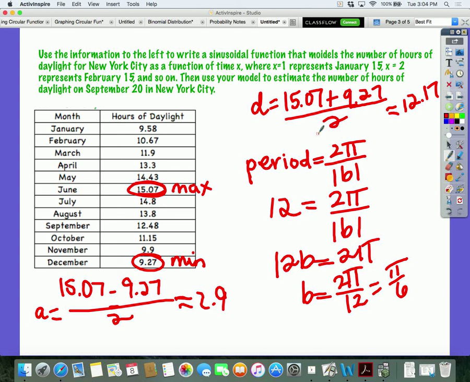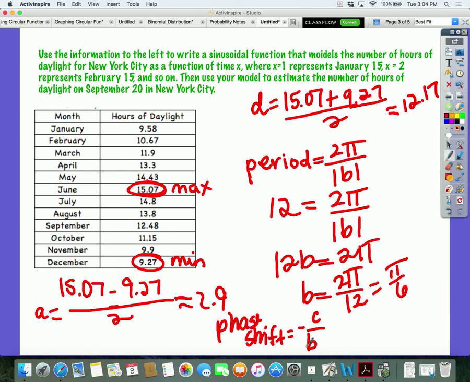Alright, last thing we have to do is our C, which deals with our phase shift. Okay? Phase shift is the formula of negative C over B.